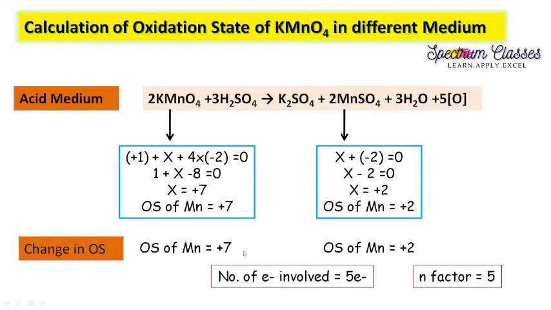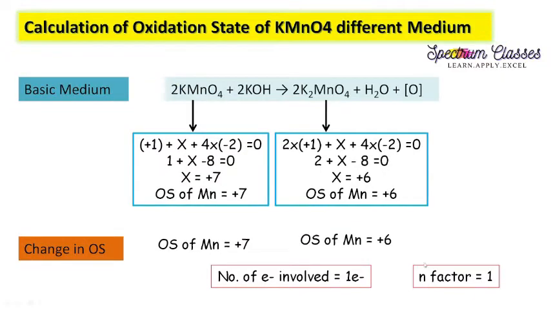So from where will that -5 come? That -5 will come from 5 electrons. One electron has -1 charge, so 5 into -1 gives you -5. So here 5 electrons are involved. In this manner, you can easily calculate how many electrons are involved in a given equation. And the change in oxidation state will be considered as the n factor while we are calculating the equivalent weight, which we are going to discuss on the later slides.